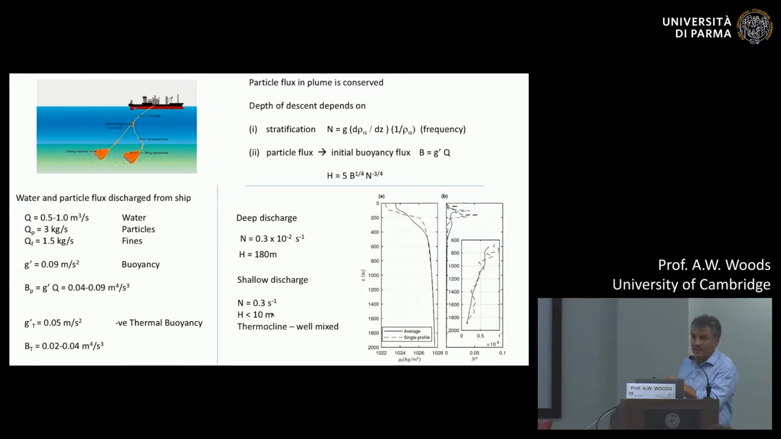But if we just take classic theory of plumes, turbulent buoyant plumes with the stratification, and we have a buoyancy flux, then the distance we'd expect this plume to sink scales with the buoyancy flux and the stratification, or the Brunt-Väisälä frequency. And just by dimensional analysis, we'd expect the depth to scale with B^(1/4) N^(-3/4).